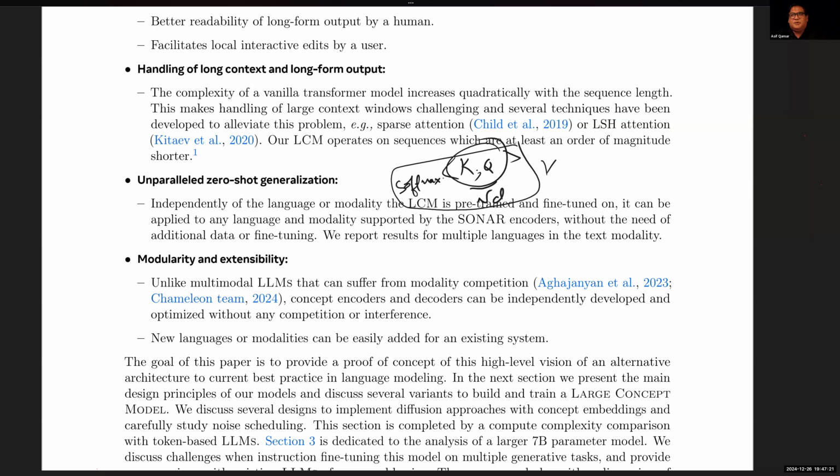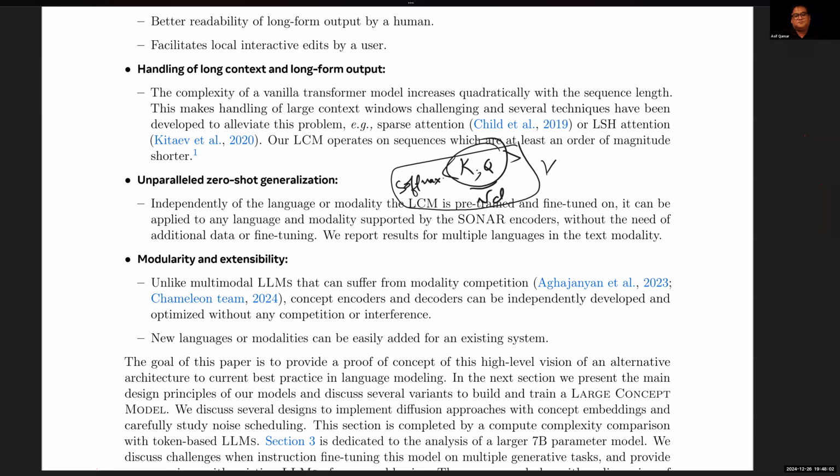Now, it is not that every token is paying attention to every other token. Instead, every concept embedding is paying attention to every other concept embedding, right? So as you can see, one concept is one sentence here, and a sentence has approximately 10 to 20 tokens. So it is at least an order of magnitude shorter, which means that your computation is like 2 orders of magnitude smaller, because it's quadratic, which is a big deal, they say. Unparalleled zero-shot generalization.